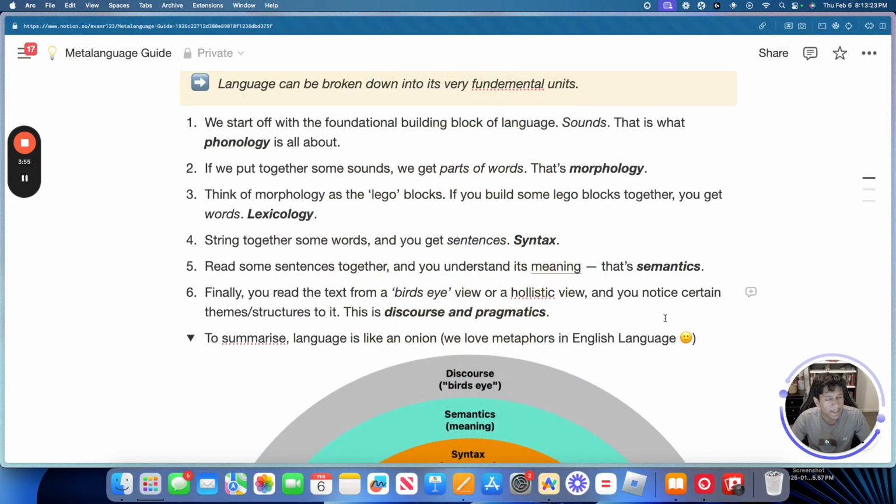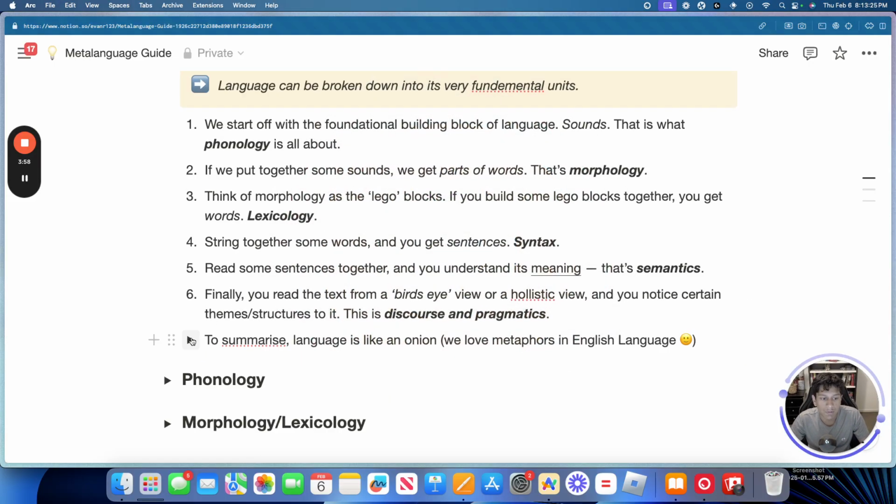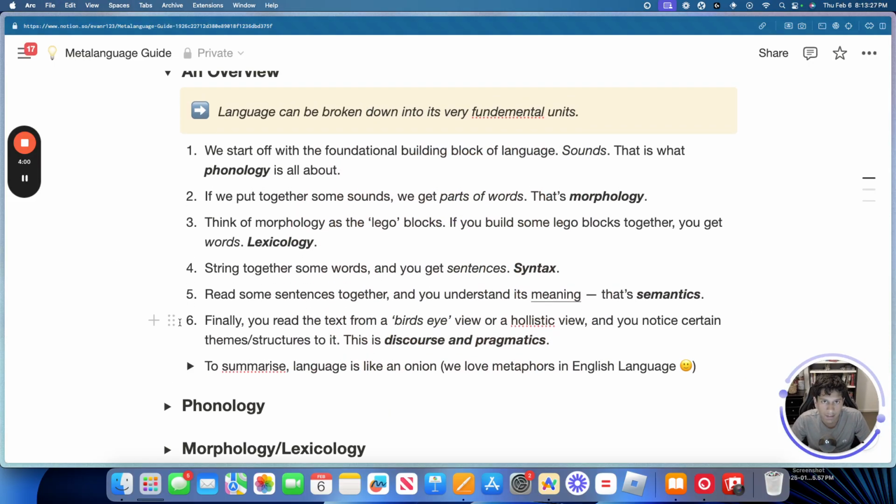So, yeah, that's it for the overview of the subsystems of language. We'll get into phonology and the other subsystems later.